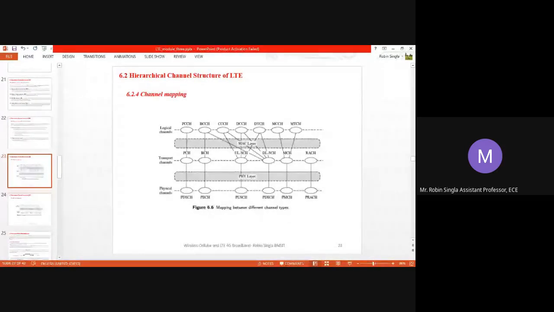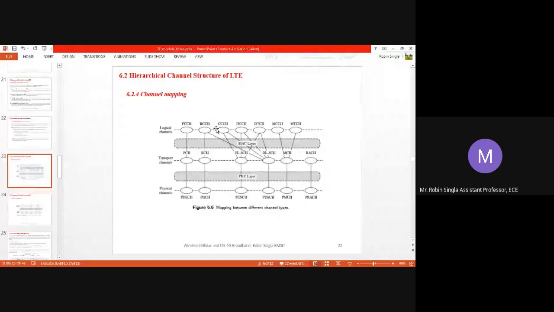So we'll just remind the names of the channels one more time. In logical channels, these are the channels: PCCH, paging control channel; BCCH, broadcast control channel; CCCH, common control channel; DCCH, dedicated control channel; DTCH, dedicated traffic channel; MCCH, multicast control channel; MTCH, multicast traffic channel.